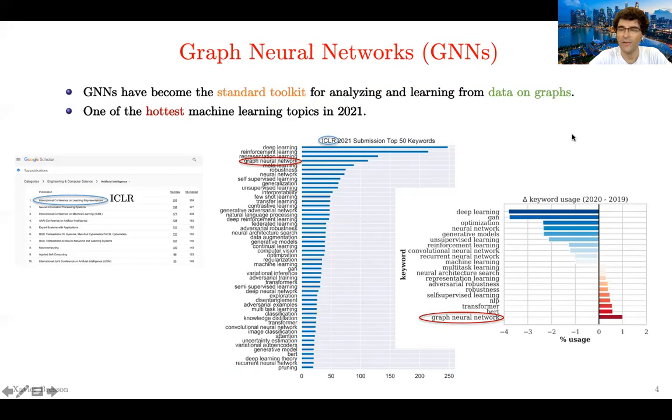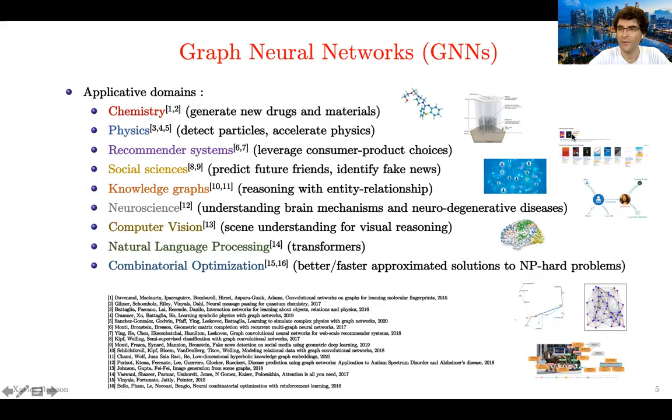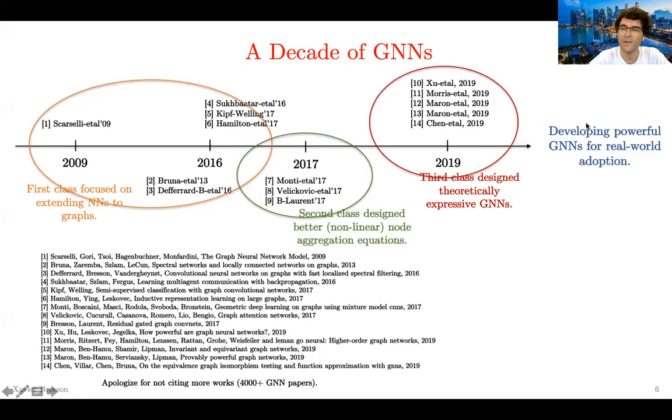So graph neural networks have become the standard toolkit for analyzing and processing data on graphs. This is one of the hottest topics this year in the community. The success of graph neural networks is due to their flexibility to adapt to diverse domains like chemistry, physics, recommender systems, social sciences, knowledge graphs, neuroscience, computer vision, NLP, and combinatorial optimization. There has been a decade of development of graph neural network architectures for real-world adoption of these new techniques.